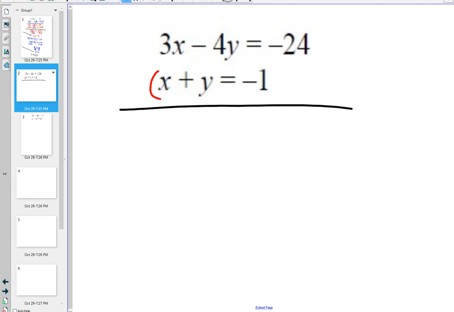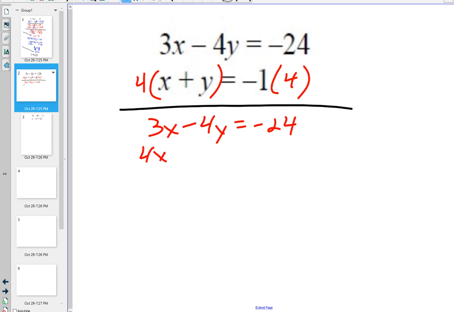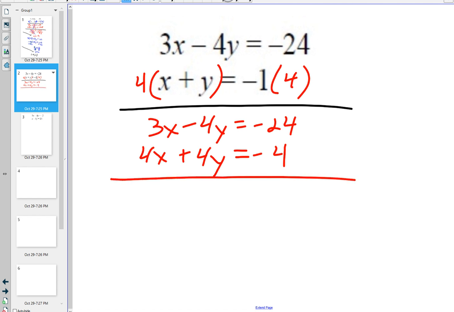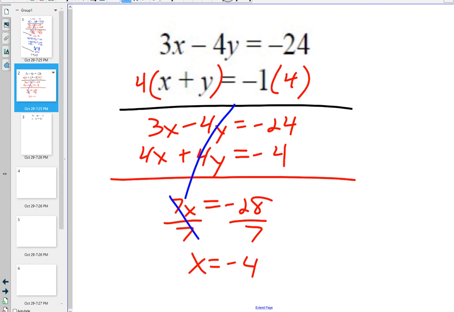So let's go times 4. Times 4. So 3x minus 4y is equal to negative 24. Then 4x plus 4y is equal to negative 4. So I can cancel them. Add everywhere. 3 and 4 is 7x. That's equal to negative 28. Divided by 7. x is equal to negative 4.